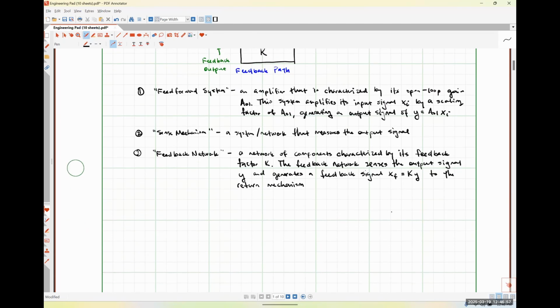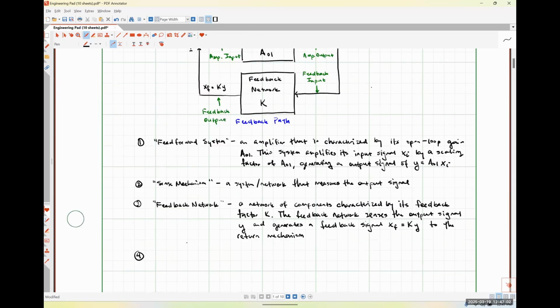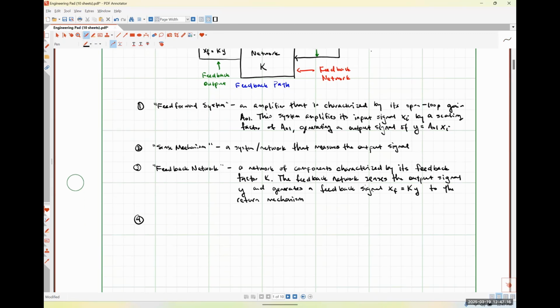And then our last important part is the return mechanism itself. Well, let me label this guy though. Our feedback network, it already literally has that title, but I'll put it here. Is this guy. And then we have our return mechanism.